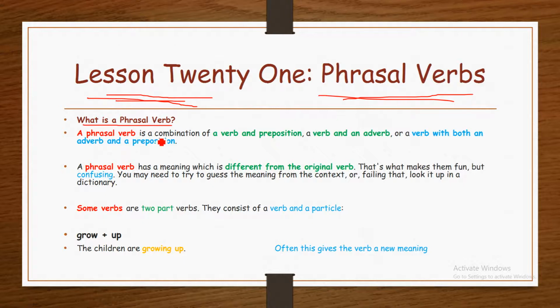A phrasal verb is a combination of a verb and a preposition, or a verb and an adverb, or a verb with both an adverb and a preposition.